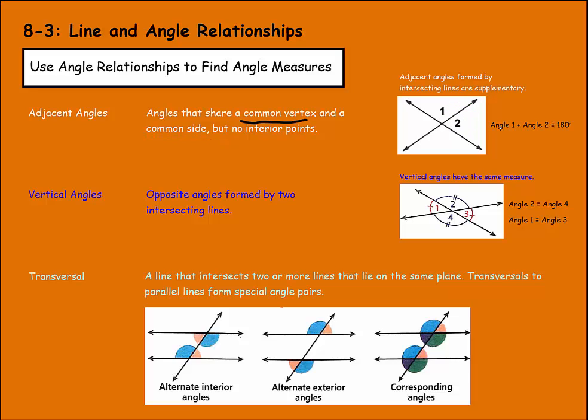An interesting thing to note here is that adjacent angles formed by intersecting lines are supplementary. Even though I don't know their angle numbers, I notice that when you add them together, they make this straight line right here.